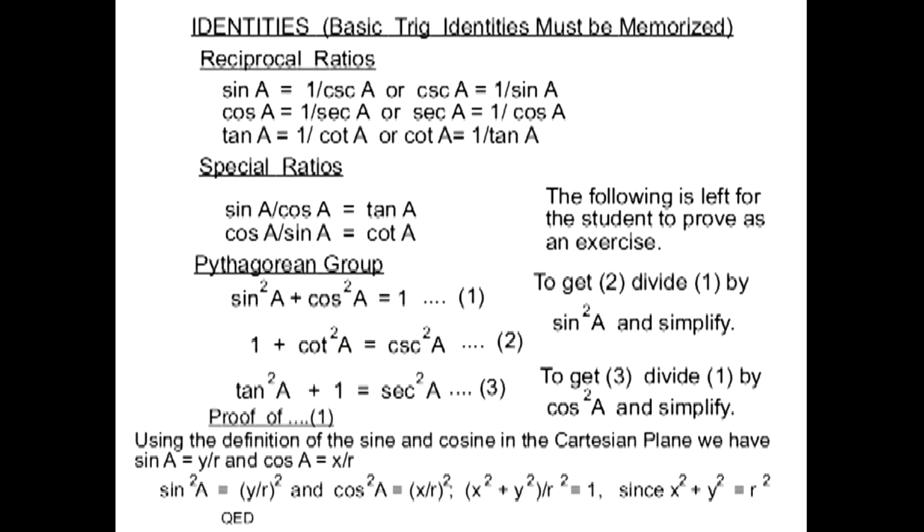Let's look at the first entry in my Pythagorean group. If you take sine squared A, you know that it is equal to y over r quantity squared. If you take the cos squared of A and replace it with x divided by r quantity squared, you end up with x squared over r squared plus y squared over r squared. Add them up and it becomes x squared plus y squared divided by r squared. But you know from the Pythagorean theorem that x squared plus y squared equals r squared. So what do you have? R squared divided by r squared is equal to 1, and that is equal to the right-hand side.